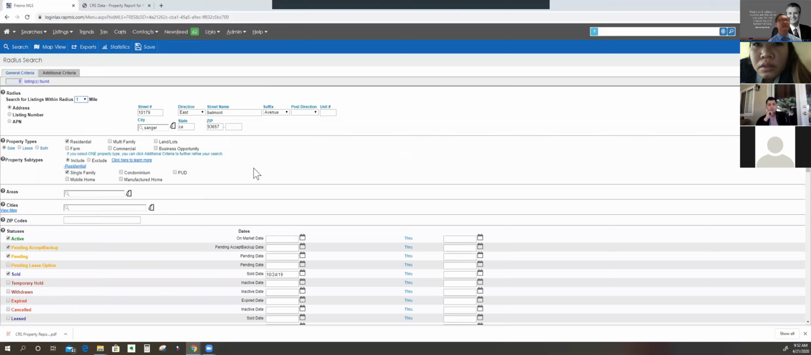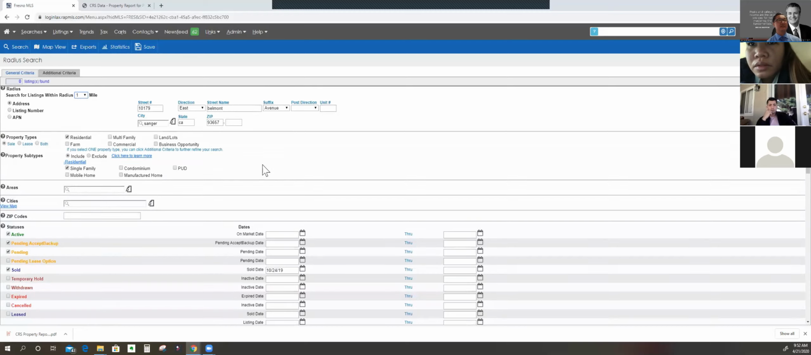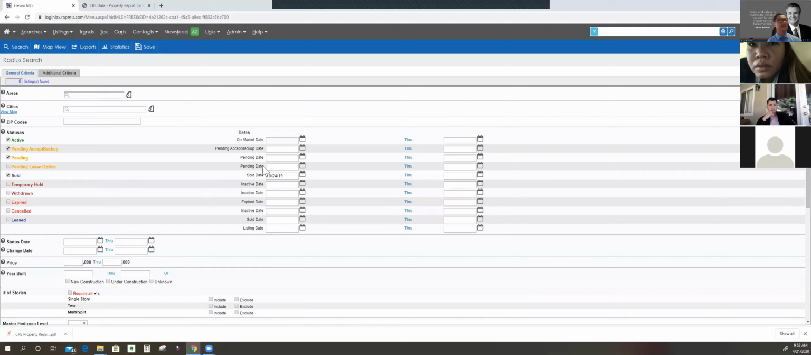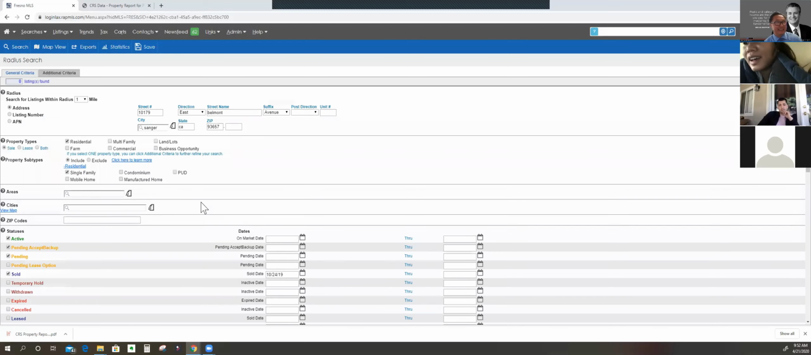Man, what is going on here? Am I not putting in the right address or something? 179 East Belmont Avenue. Man, there's got to be houses that are at least that size. Well, let's see. A property that's like absolutely no. There's got to be houses of that size.